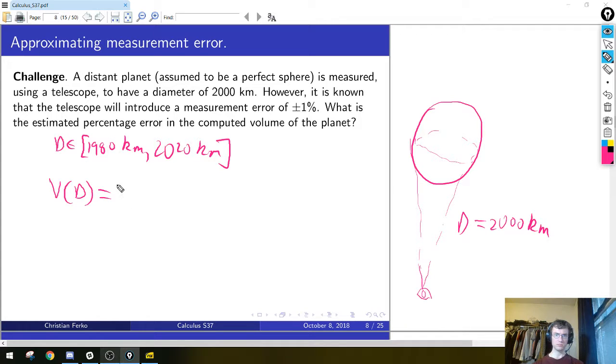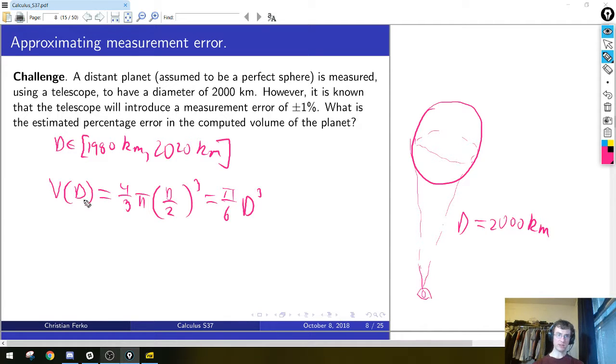It would be 4 over 3 pi radius cubed. What's the radius in terms of the diameter, though? It's going to be d over 2. Looks good. So then this is d cubed, with an 8 downstairs, so 4 over 8 is a half, half times a third is a sixth, so I think this should be pi over 6 d cubed, is that right?